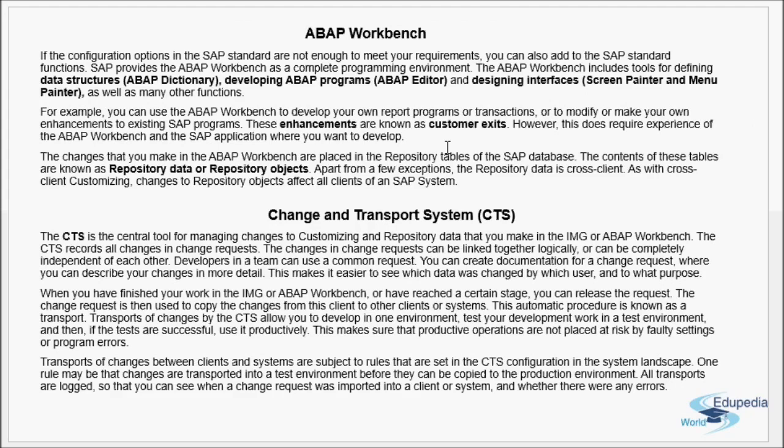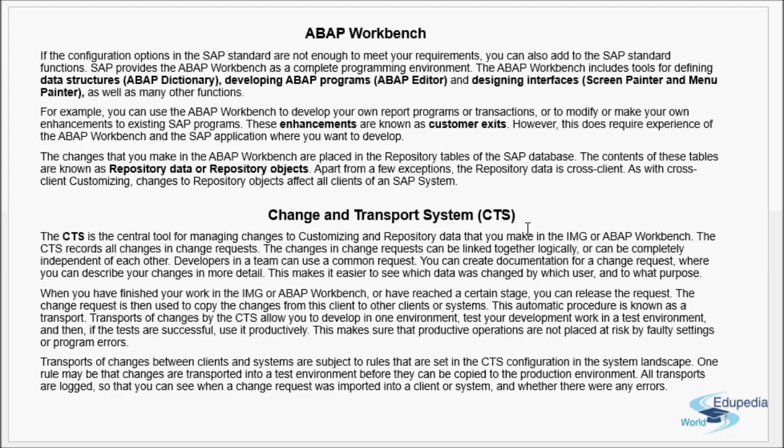Now, the change and transport system is known as CTS. The CTS is the central tool for managing changes to customizing and repository data that you make in IMG or ABAP Workbench. So CTS is the change and transport system, used for managing changes to customizing or repository data. The CTS records all changes in change requests. So whatever changes we are doing, that is recorded in a change request.